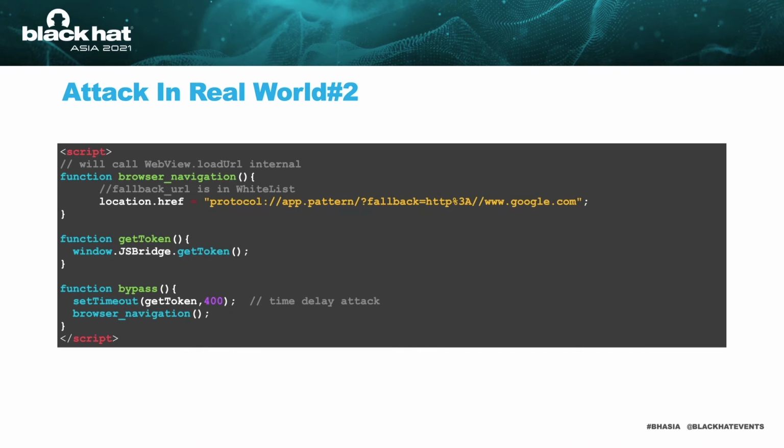So an attacker can do an exploit like this. The location.href is a render-initiated navigation, but thanks to the shouldOverrideUrlLoading callback, it will be converted into a browser-initiated navigation, as long as the URL matches or doesn't match some specific protocol or specific condition.